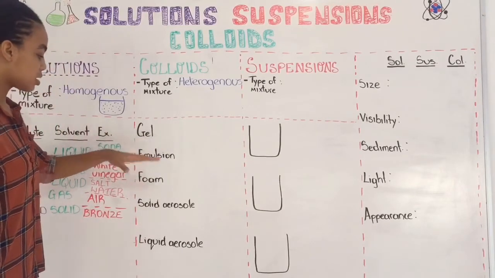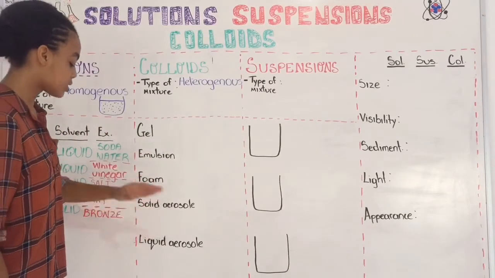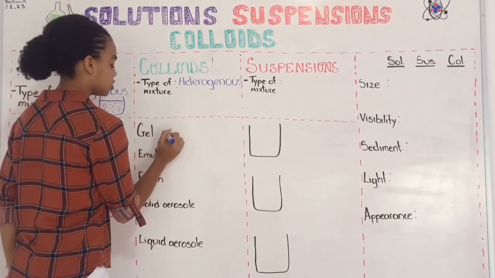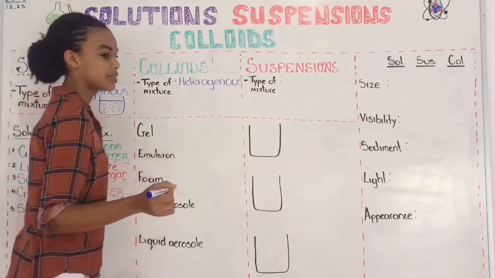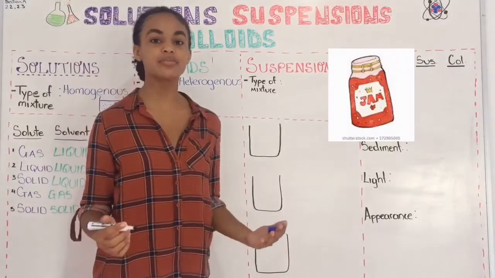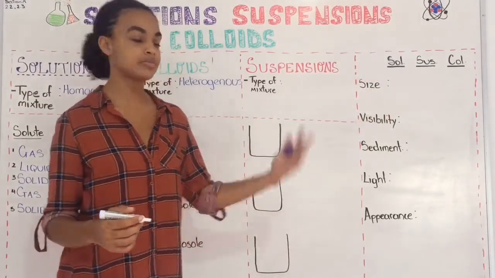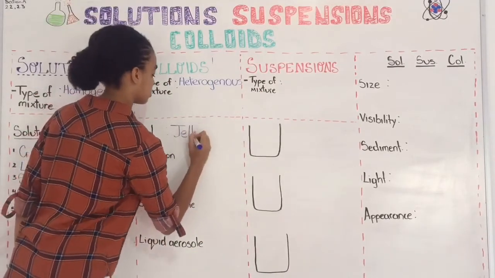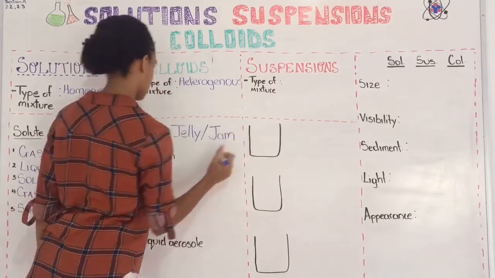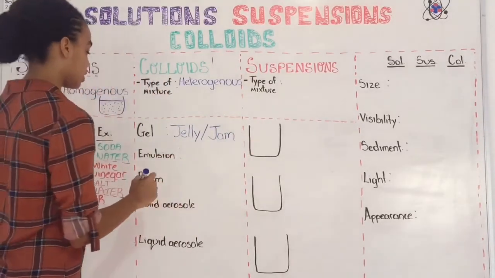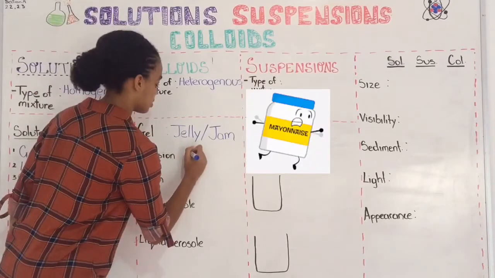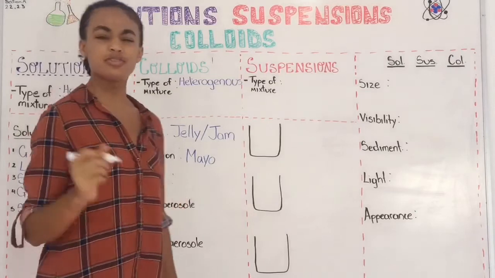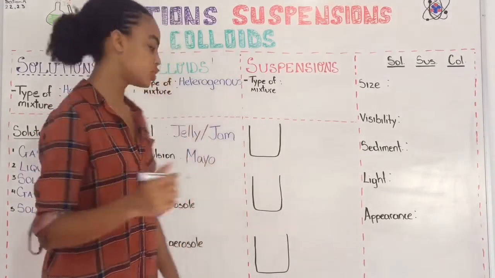So I'm going to talk about some examples of some colloids. We have gels, emulsions, foam, solid aerosol, and liquid aerosol. An example of a jelly colloid is literally jelly, like your jams, your strawberry jam, your guava jam. So I'm going to put jelly. An example of an emulsion colloid is mayonnaise. An example of a foam colloid would be your whipped cream or your shaving cream.